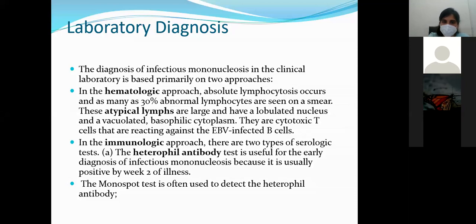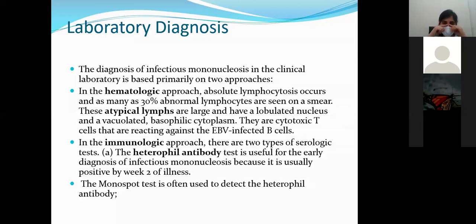So you will have absolute lymphocytosis, you will find 30% abnormal lymphocytes, and these are the atypical lymphs. They are large in size and have a lobulated nucleus with a vacuolated basophilic cytoplasm. They are cytotoxic T cells that are reacting against the Epstein-Barr virus infected B cells. Which atypical lymphs are these? They are actually those cytotoxic T cells reacting against the Epstein-Barr virus infected B cells.